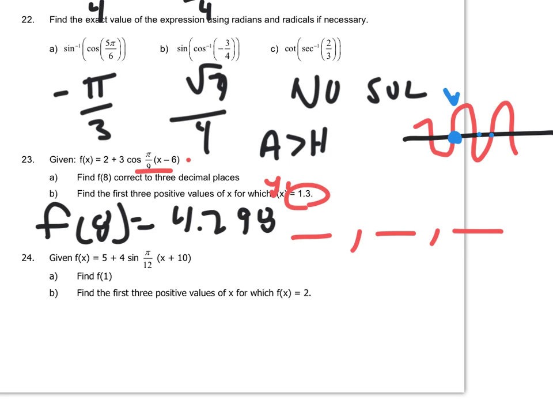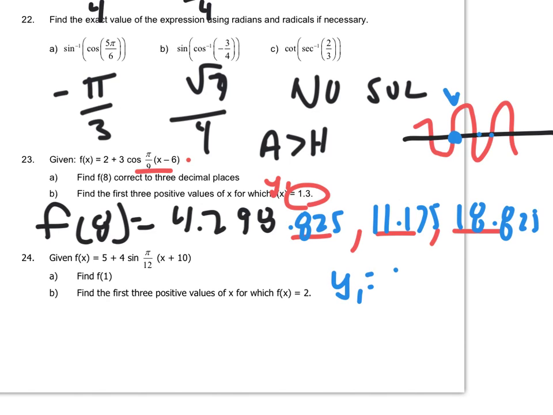You hover over the answer, and this first one was 0.825. Notice it's positive. 11.175 and 18.825. Okay. For the second one, you do the same thing. Remember this, put in for y1 equals 2, and y2, put in this function. Remember, it's in radian mode.